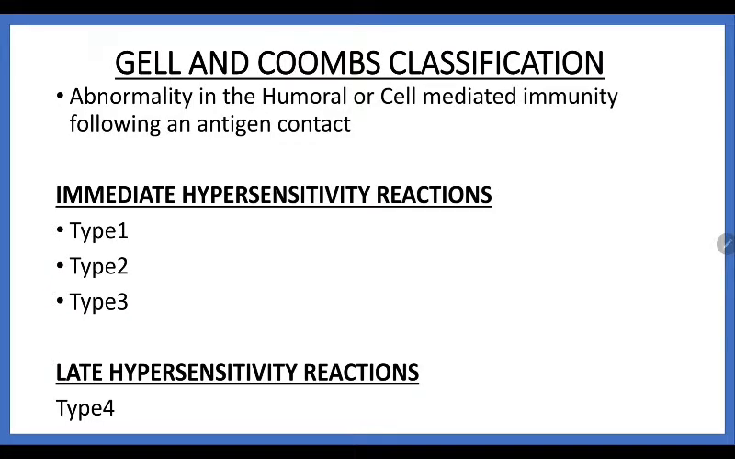Now, how do they classify? The classification here is the Gell and Coombs classification. They say that there is an abnormality in humoral or cell-mediated immunity following an antigen contact. Here, cell-mediated immunity, that is CMI, is related to type 4 and humoral immunity is related to type 1, 2 and 3. Basically, they classified hypersensitivity into two types. One is immediate and the other is late. Under immediate it is 1, 2 and 3. Late it is 4.